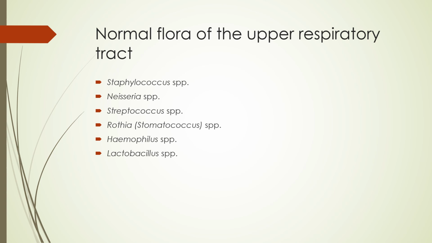The upper respiratory tract includes the throat, the nasopharyngeal area, and the nares. This is not the lower respiratory tract. There should be no normal flora in the lower respiratory tract. But in the upper respiratory tract, we can see organisms like Staphylococcus, Neisseria, Streptococcus, Rothia, Haemophilus, which is a tiny gram-negative rod, typically not Haemophilus influenzae, however, and then Lactobacillus, which is a gram-positive rod. These are all normal organisms of the upper respiratory tract.